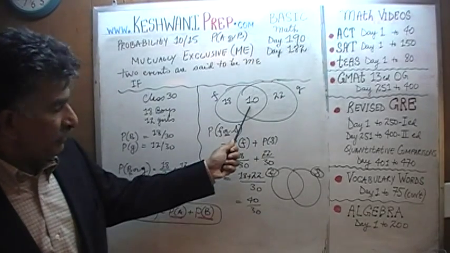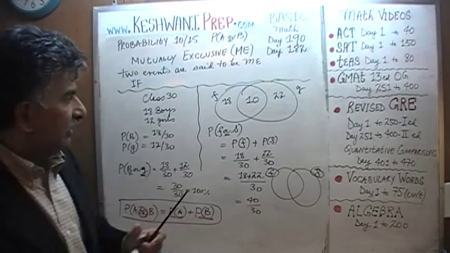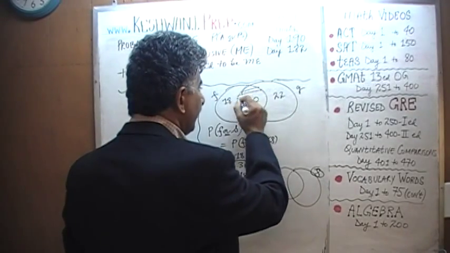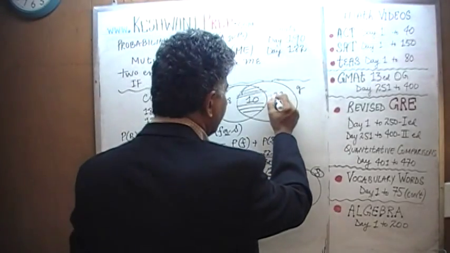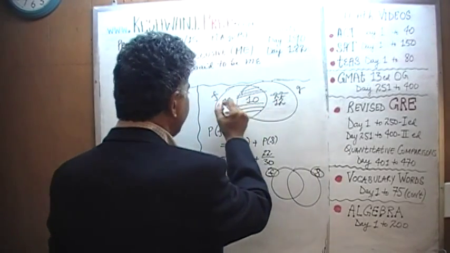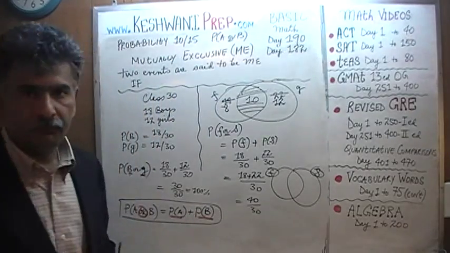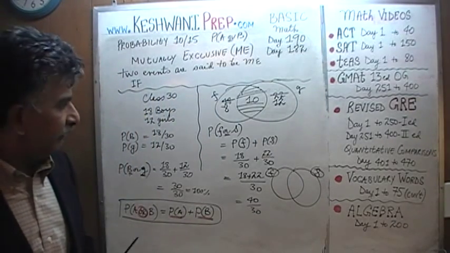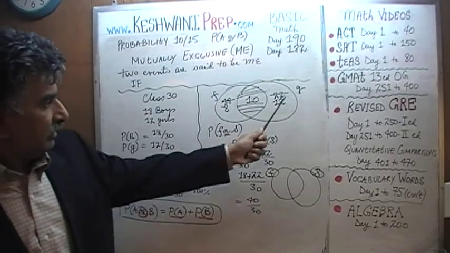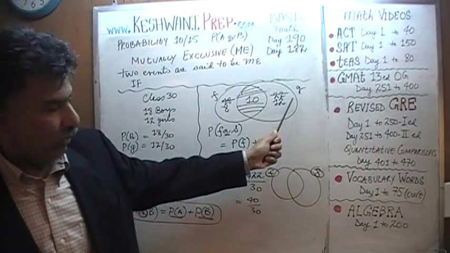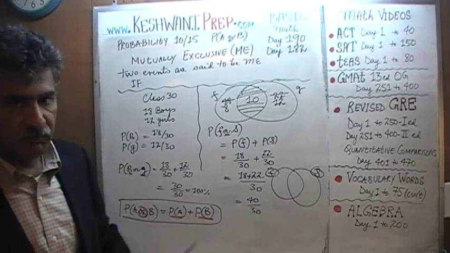As soon as you put these 10 people here, that represents the people who study both French and German. As soon as we put the 10 there, we have to go back and adjust this figure. This 22 now becomes 12, and this 18 would have to become 8. The 8 represents the number of people who study only French, 12 represents the number of people who study only German, and there are 10 students who study both.